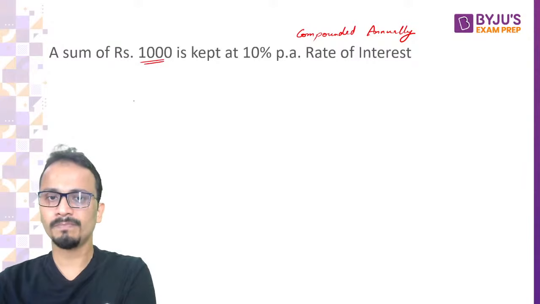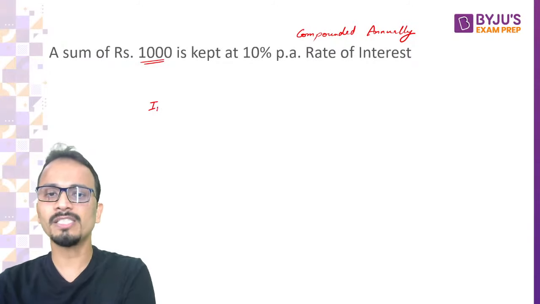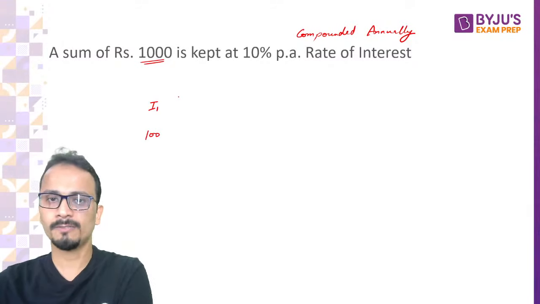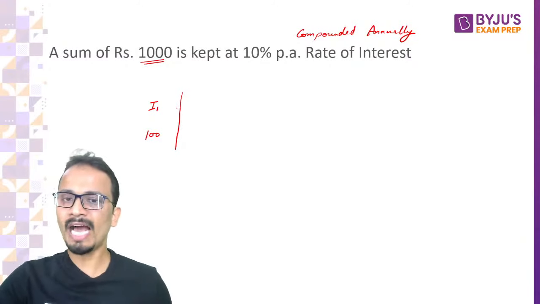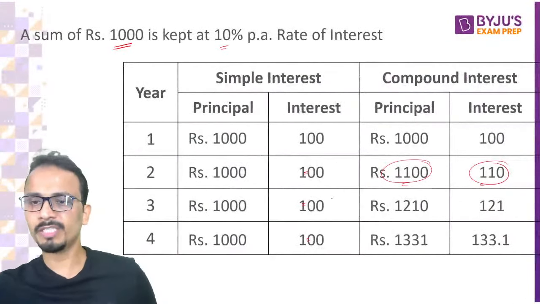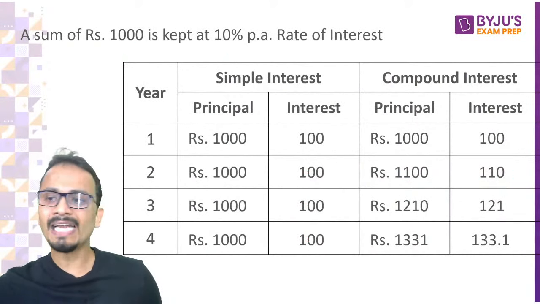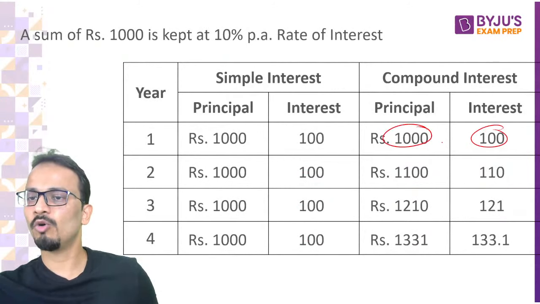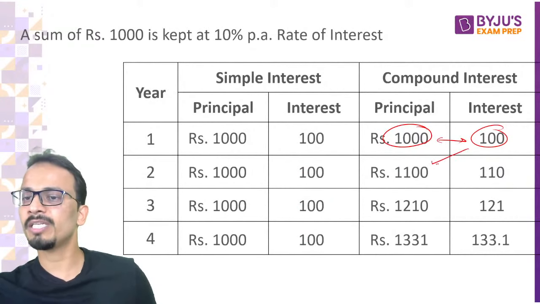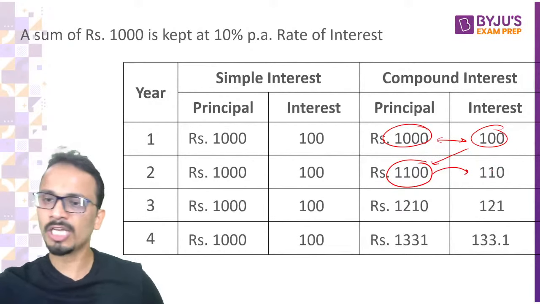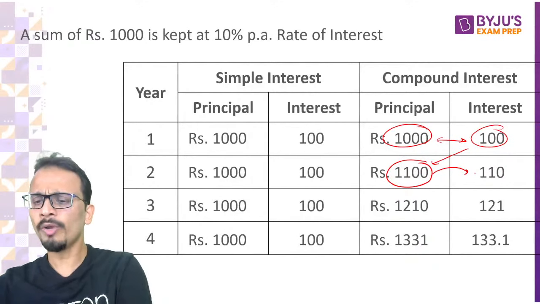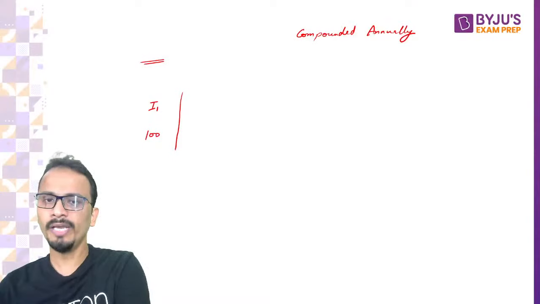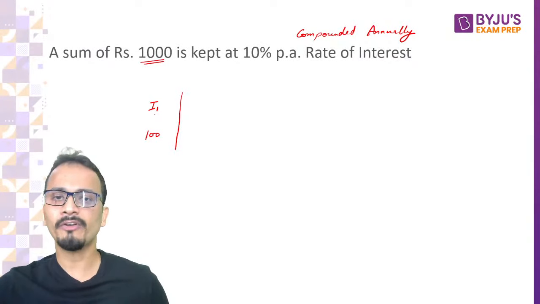1000 is the principal. So the interest of the first year will be 10% of 1000, that is 100 rupees. So this is the interest of the first year. Now, in the previous case, what we have done is add this interest to the principal to generate the principal for the next year, and then on this value we calculated the interest at 10%. I'm not going to do that in this illustration. I've already calculated the interest of the first year.